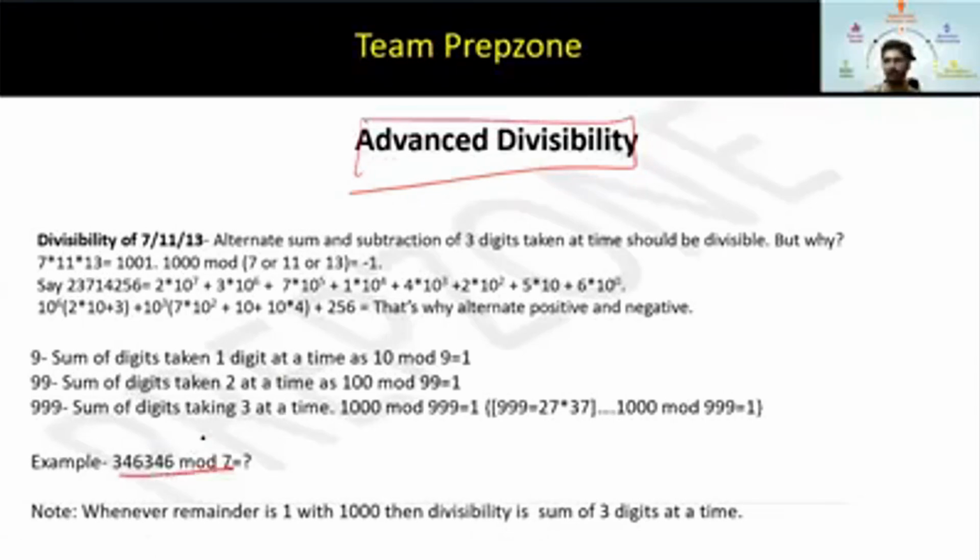This mod 7. Tell me the answer. Good, very good. Now this is a really oral question. What you will do is alternate plus minus, right? So that's what I've written here in the note. Whenever the remainder is 1 with 1000, then divisibility is by the sum of 3 digits. I've already explained the concept, taking 999, 99 and so on.